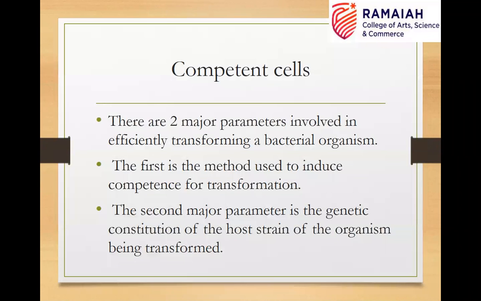So now let's see what are these competent cells. Just now I mentioned competent cells are the ones which are able to take up the external DNA. There are two major parameters involved in transforming bacterial organism. The first is the method which we use to induce the competence for transformation, and the second is the genetic constitution of the host organism which is being transformed.